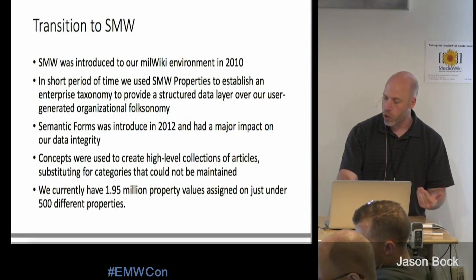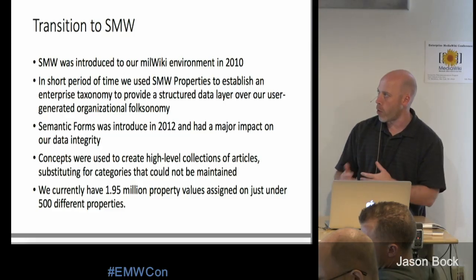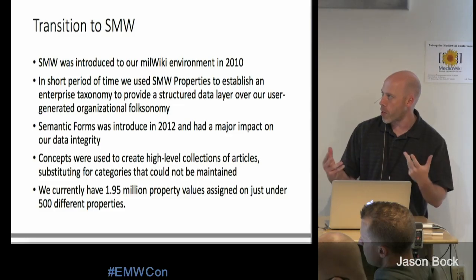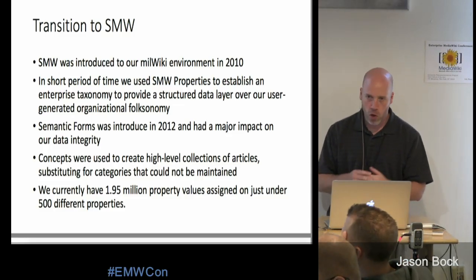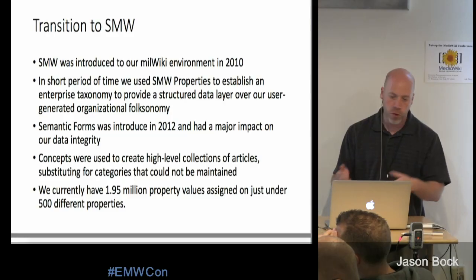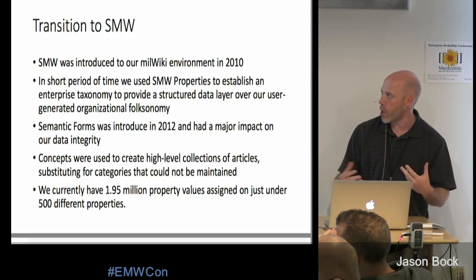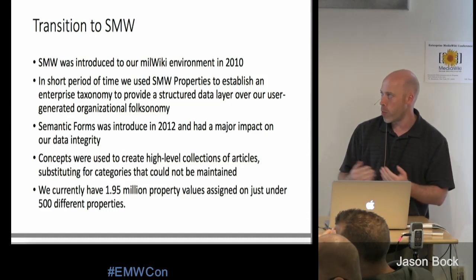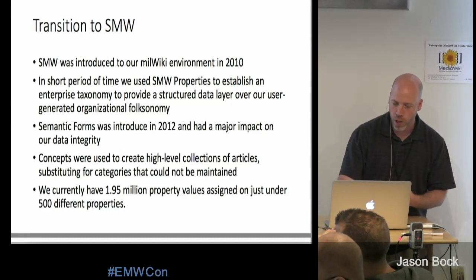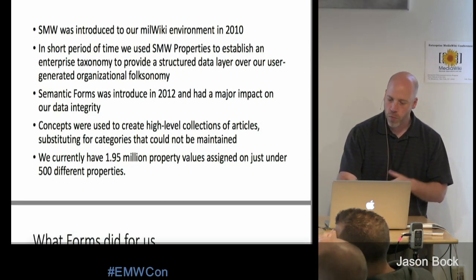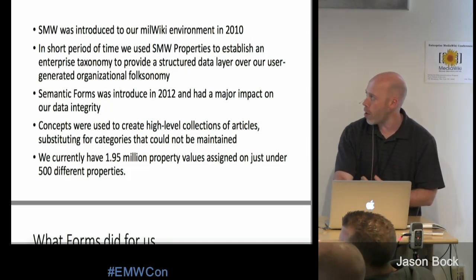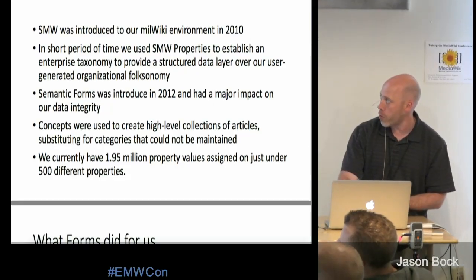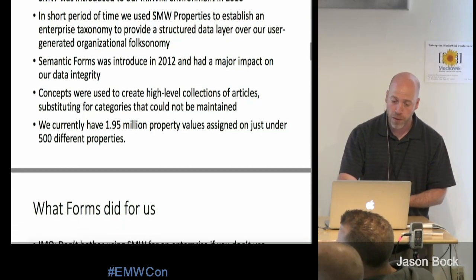So we also made good use of concepts because a lot of people weren't very good at categorizing things, and then we could take multiple properties together and build these concepts to list something like all of the installations for the Army outside of the United States. That would become a concept because those are 3 separate data points from properties that we had and we could put together. That should be a category, but people aren't good at categorizing, so it becomes a concept. In terms of overall, we have right around 500 different properties in the wiki, and there's almost 2 million values assigned to those properties, so it's a lot of data on our wiki.